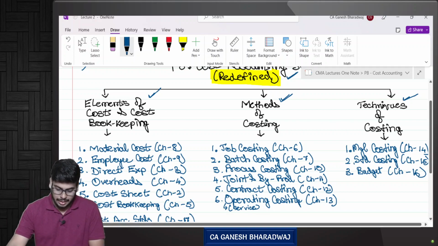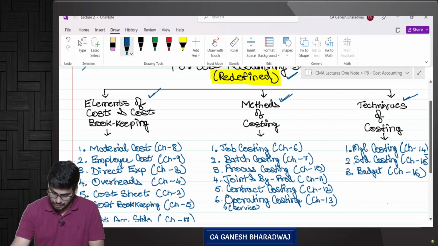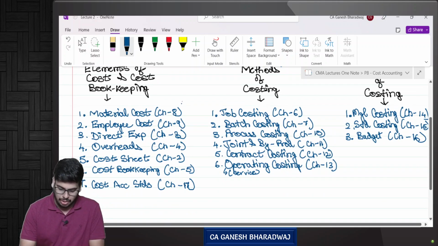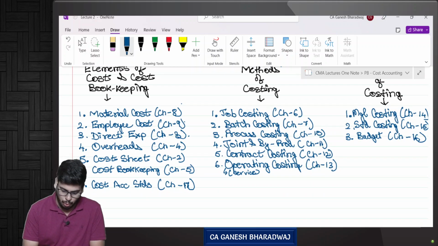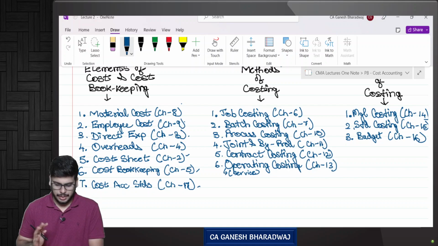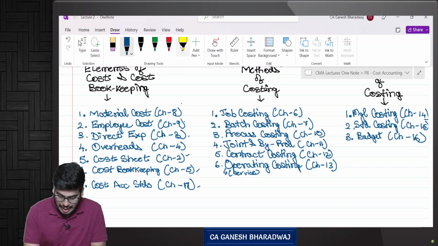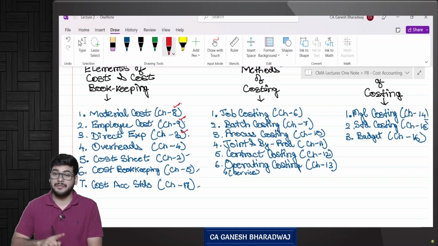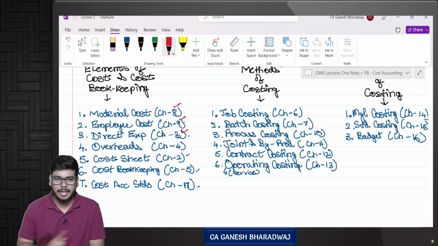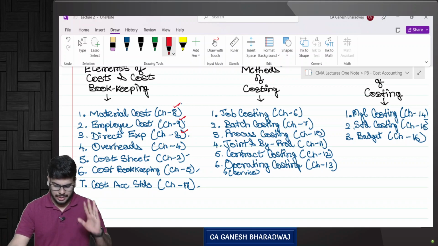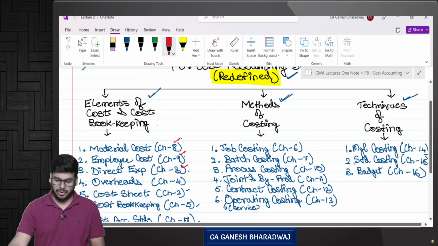Okay, so under the first category called elements of cost, the following are the chapters that will be present: material cost, employee cost, direct expenses, overheads, cost sheet, cost bookkeeping, cost accounting. I have also given you the chapter reference as per our handbook, so you can compare it directly. Now, first you should understand what elements of cost and cost bookkeeping is.